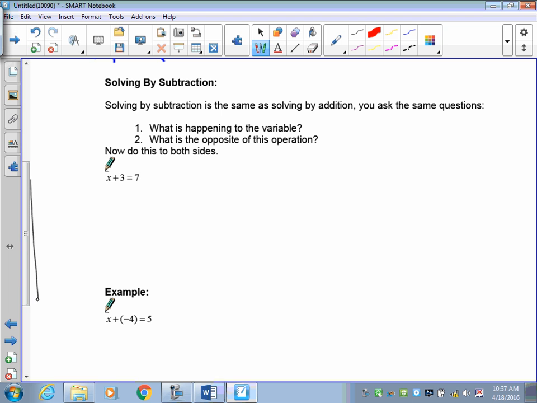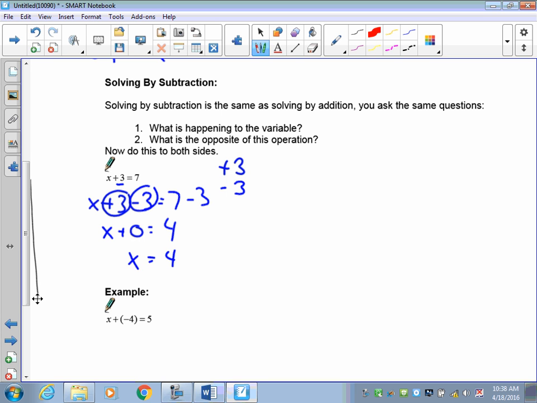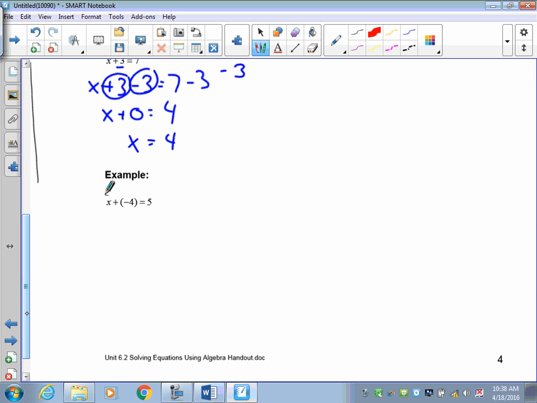This is solving by subtraction. So what's happening to my variable right here? I'm adding 3. What's the opposite of adding 3? Subtract 3. All right. So I've got x plus 3 minus 3 is 7, take away 3. Negative and positive tiles become 0. 7 minus 3 is 4, so x is equal to 4. All right. Now, you try one. Pause the recording and solve this equation.